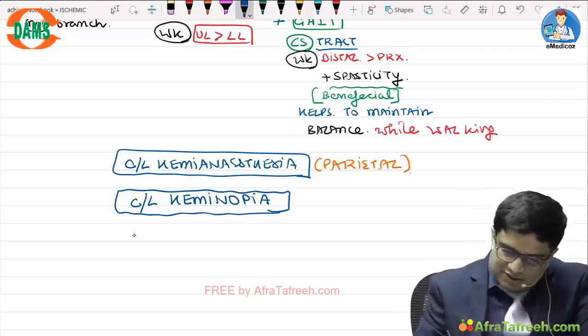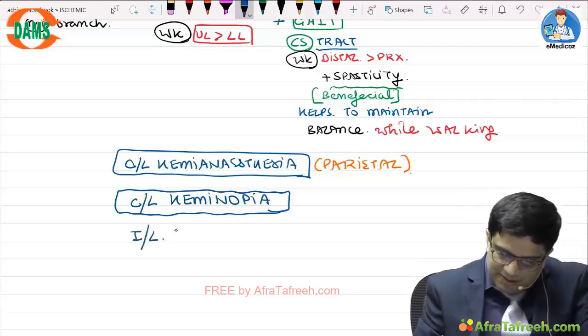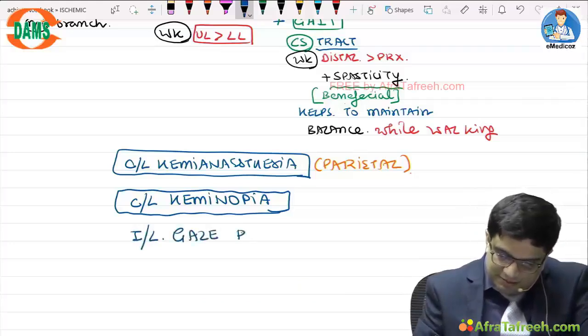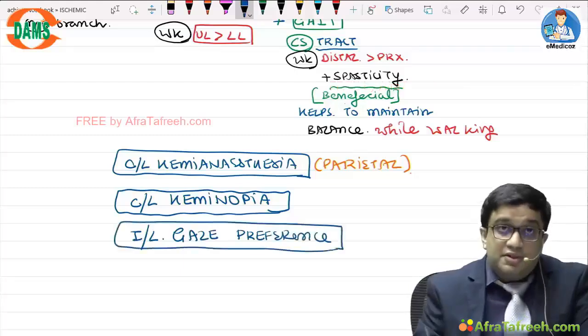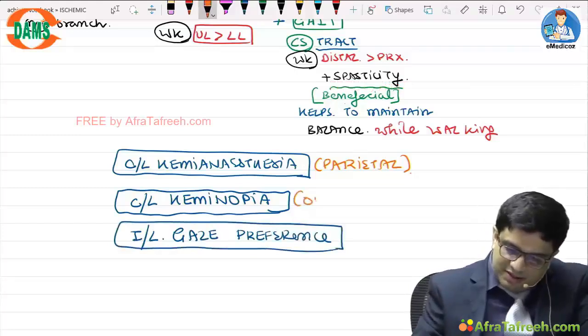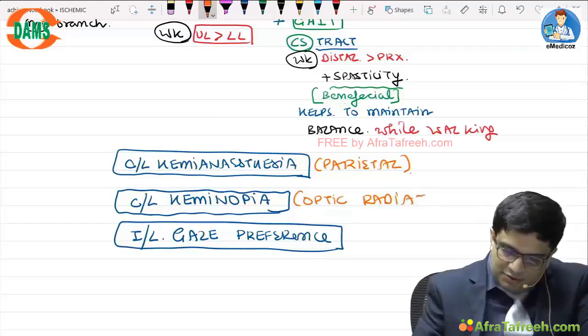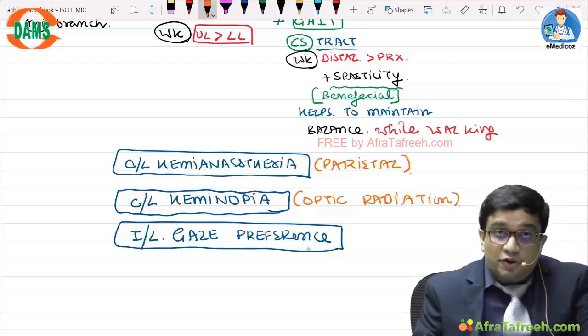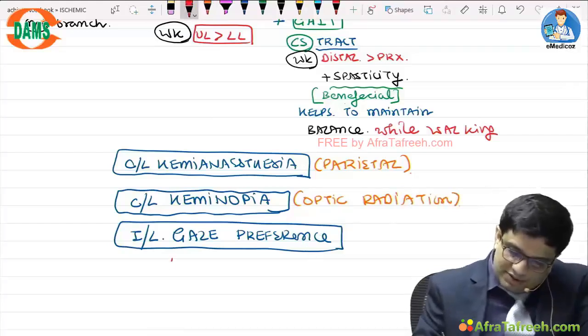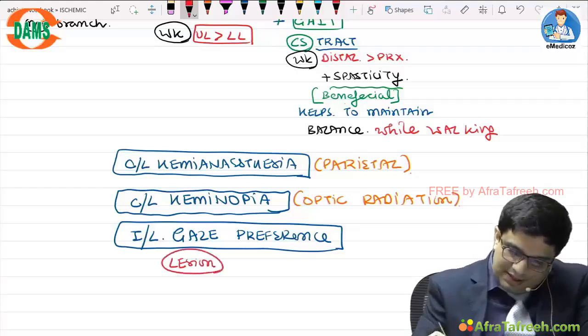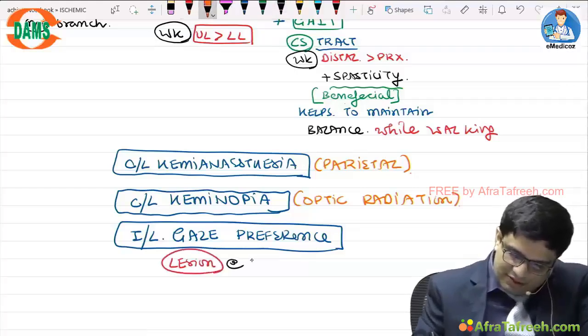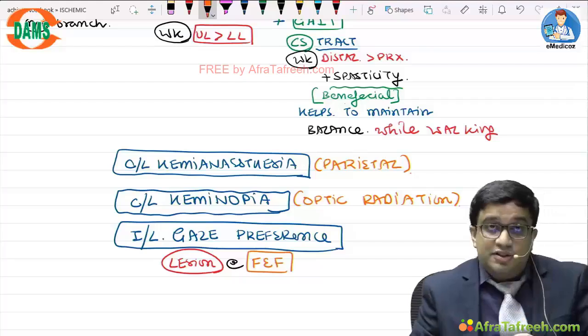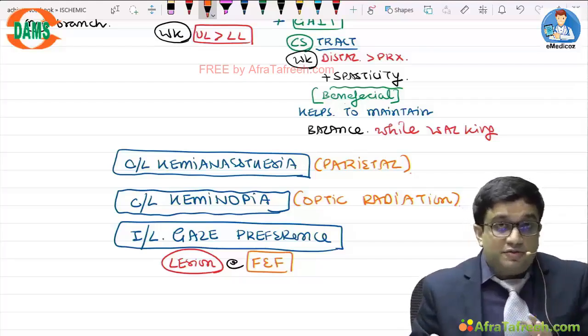Apart from this, these patients are going to have one more thing: ipsilateral gaze preference. I hope you remember this. Why did the ipsilateral gaze preference happen? We have discussed this in the frontal lobe. All this happens due to involvement of our frontal eye field. So if there is a lesion at the level of the frontal eye field, then the eyeballs are going to get deviated towards the lesion. So this is something common, not a difference between the left and the right side.